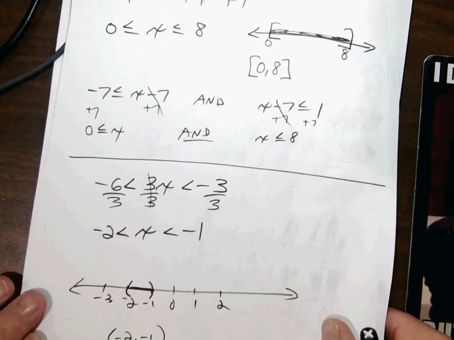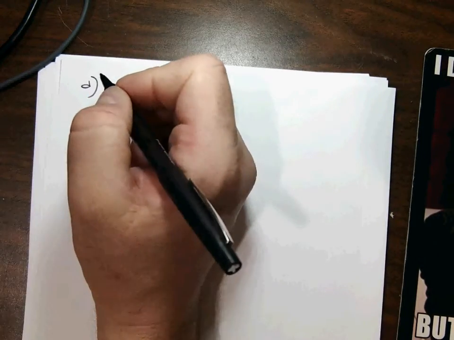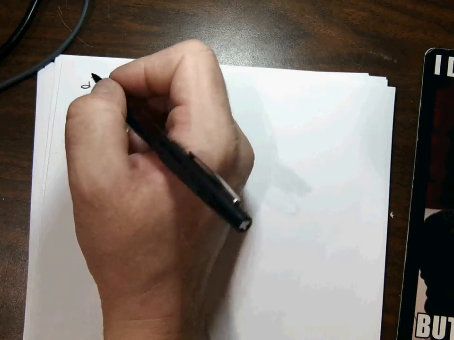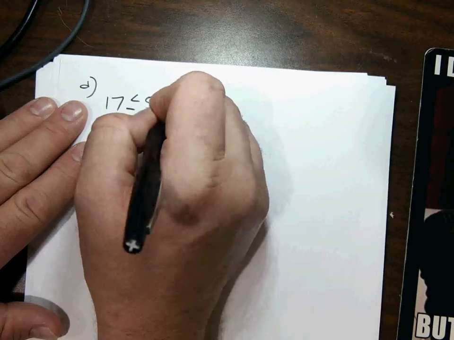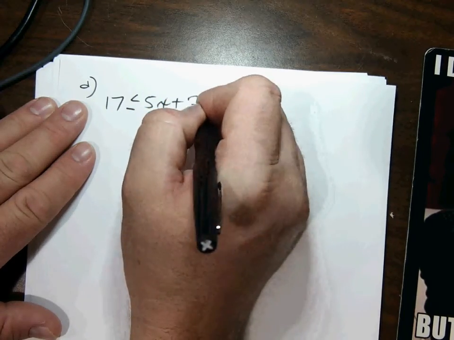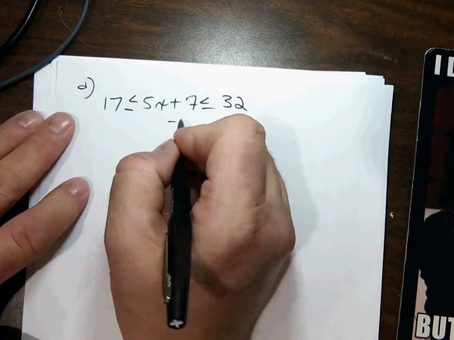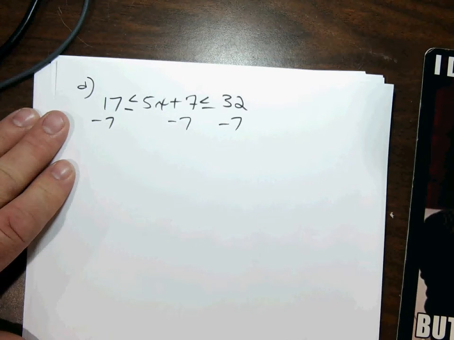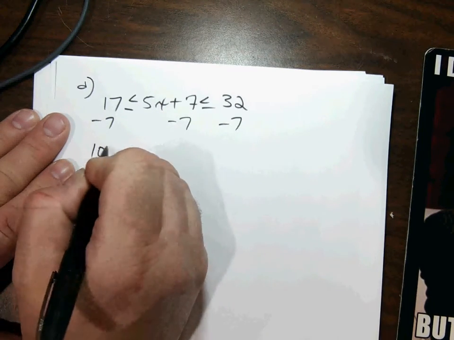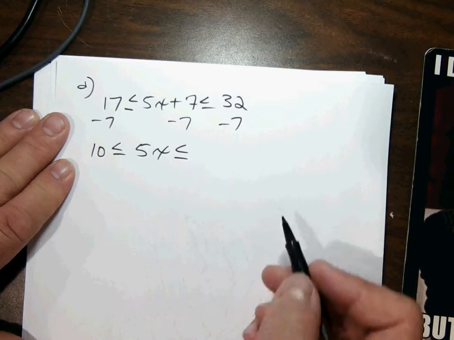Let's look at part D. Part D, what does part D have to say for itself? 17 is less than or equal to 5x plus 7 is less than or equal to 32. Again, let's kind of crank it simultaneously here. Subtract 7 everywhere. Subtract 7, subtract 7. Okay? What are we going to get here? We're going to get 10 is less than or equal to 5x is less than or equal to 25.